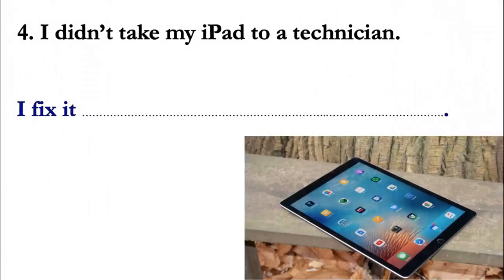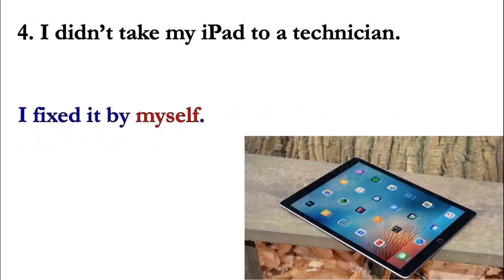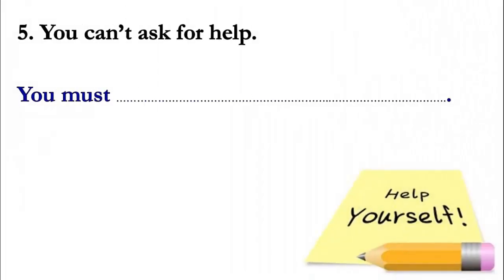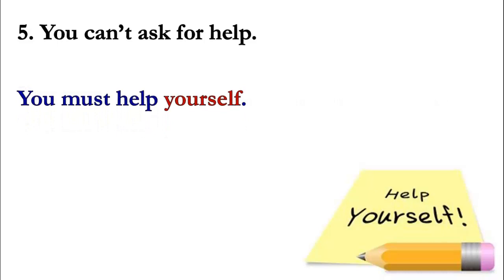Number four, I didn't take my iPad to a technician. So I fixed it what here? Look at the first pronoun I. Excellent. So I fixed it by myself. Number five, you can't ask for help, so you must what here? Excellent. You must help yourself. Yourself here is a reflexive pronoun for you.